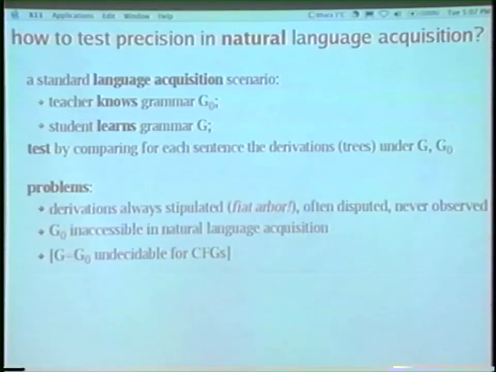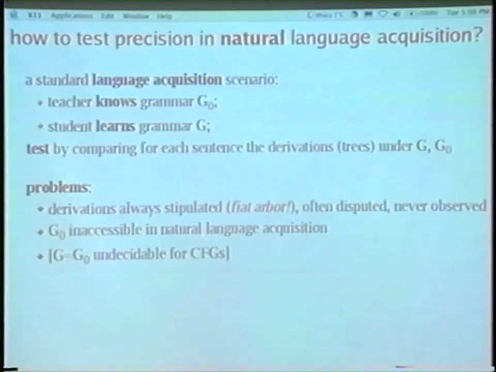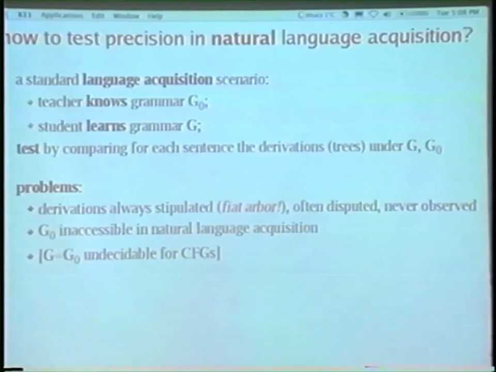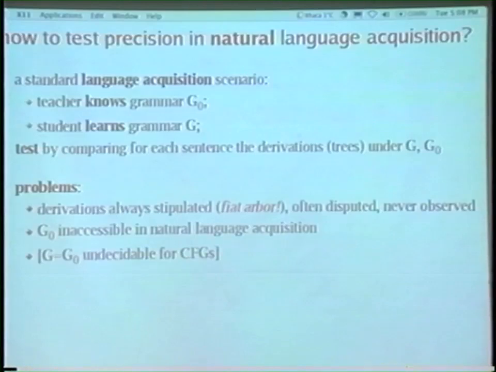But there is a problem here. The problem basically is that those derivations are stipulated. Here's a tree, take it or leave it. It's in a tree bank and it's there for all eternity. It's often disputed by the linguists themselves. It's never actually observed, so no one saw a tree growing in someone's brain ever. So G0 is inaccessible. Even if it were accessible, the equivalence is kind of undecidable. So it's asking, is G0 like G? Is it equivalent to G? It's a bit difficult to answer.